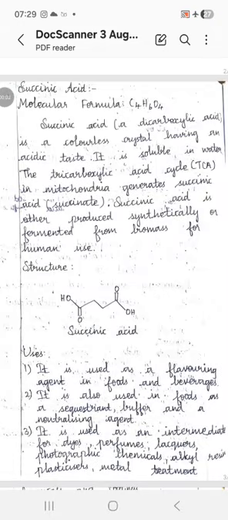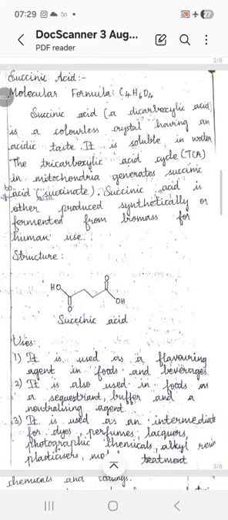Good morning, students. Today's topic is miscellaneous compounds, part 2. First one is succinic acid. The molecular formula of succinic acid is C4H6O4.